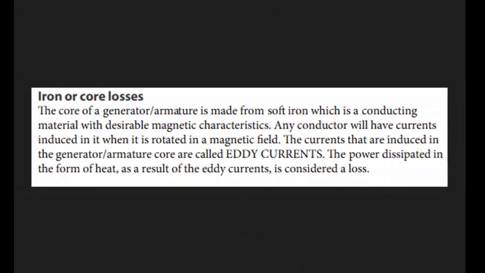Then we have the iron or core losses. Now the iron and core losses are linked directly to circulating currents called eddy currents. The core of a generator armature is made up of soft iron, which is a conducting material with desirable magnetic characteristics. Any conductor will have currents induced in it when it is rotated in a magnetic field. The currents that are induced in the generator armature core are called eddy currents. The power dissipated in the form of heat as a result of eddy currents is considered a loss.